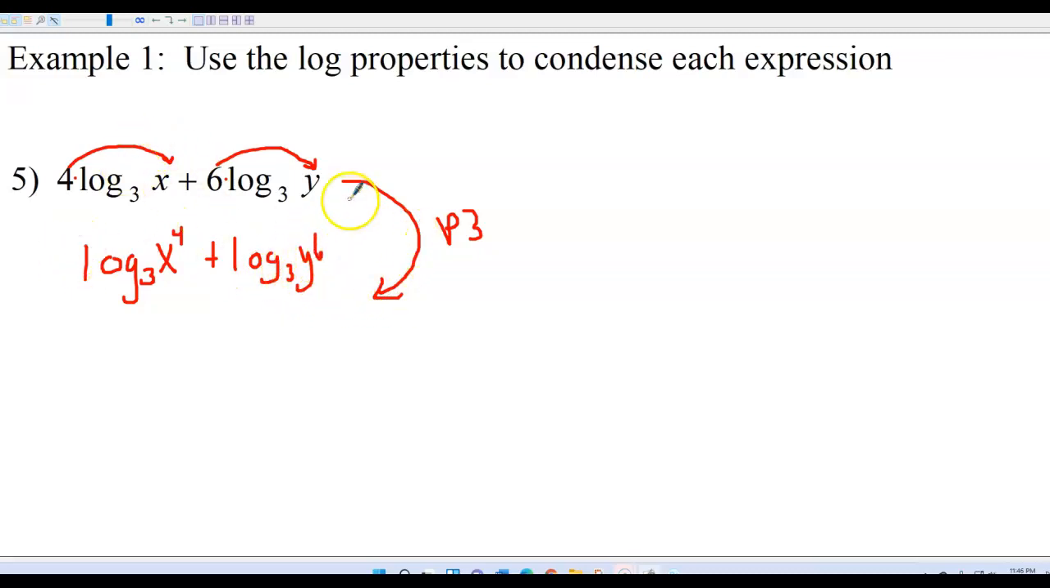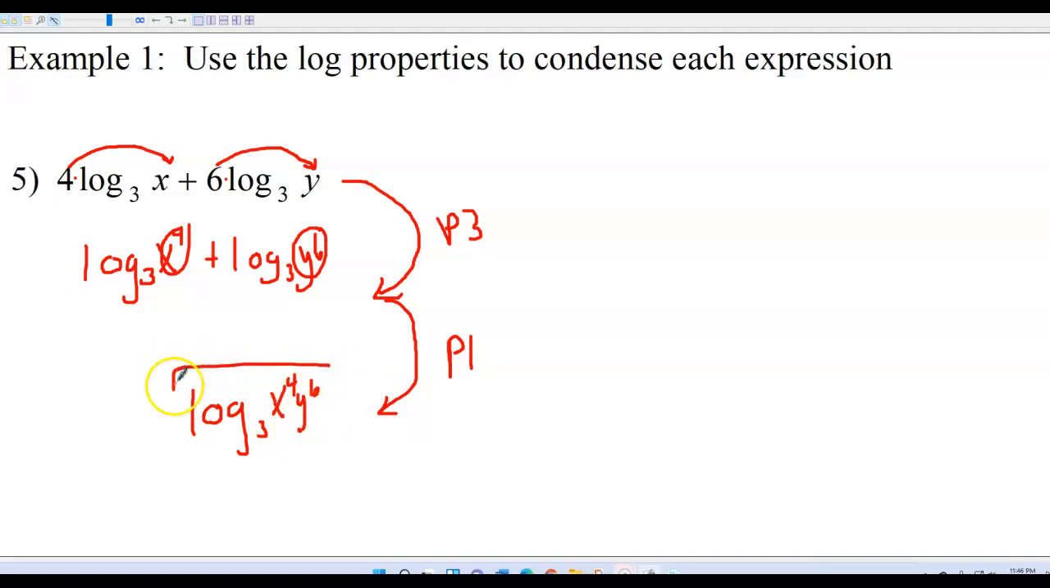So now I've rewritten, using property 3, this expression to say log base 3 of x to the 4th power plus log base 3 of y to the 6th power. Now that I've done that, I'm also going to apply property 1. Okay, I've got two logs being added, and according to property 1, I can rewrite that as a single logarithm if I multiply their arguments together. So it's going to be x to the 4th times y to the 6th, just like that. And that'll be my final answer.